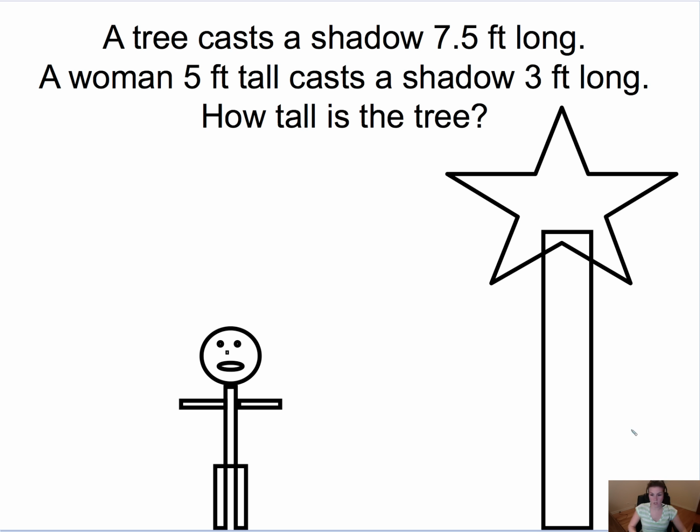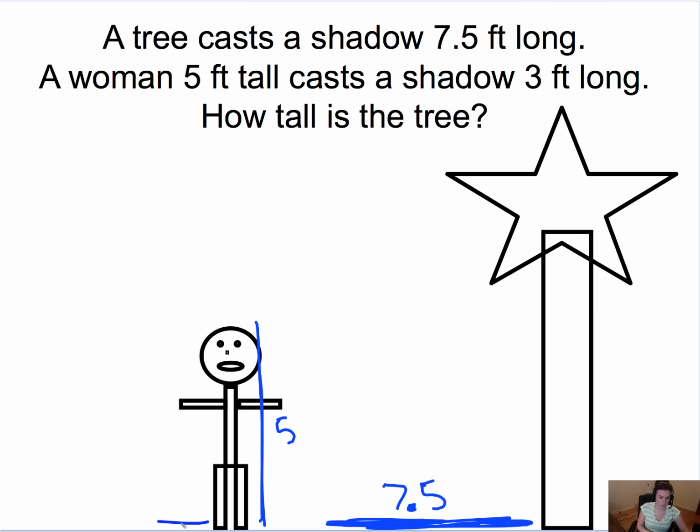So here's my tree on the right. I know, it's kind of funny. And then here's my woman on the left. So it says a tree casts a shadow 7.5 feet long. What that would mean, a shadow is on the ground. So the shadow would be down here, and the shadow is 7.5 feet. I'm just going to put 7.5. The woman is 5 feet tall, so her height here is 5 feet, and she casts a shadow, I guess it would be shorter than the 7.5, so that would be 3.